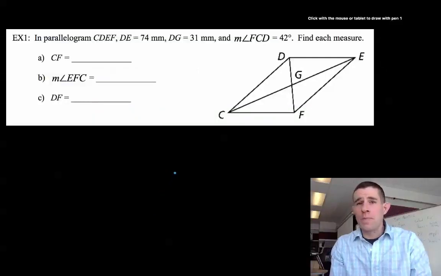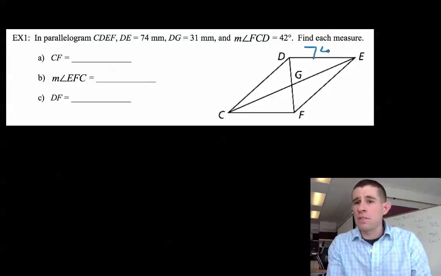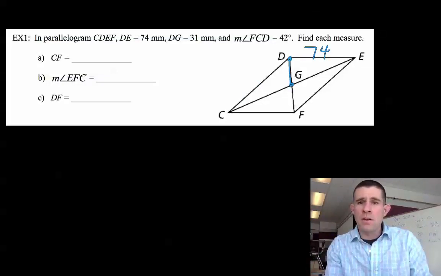Let's take a look at example 1. In example 1, we see we have parallelogram CDEF, and therefore all the properties that we just reviewed apply to this parallelogram. So let's label our given information. DE is 74, DG, that's this segment right here, is 31, and we know FCD, or in other words angle C, is equal to 42 degrees.